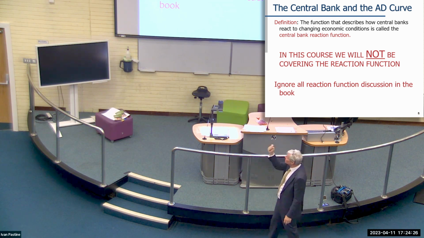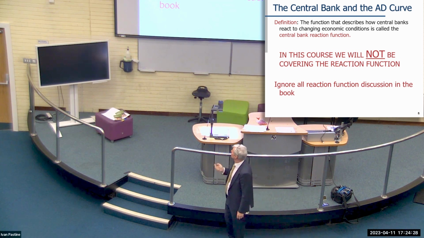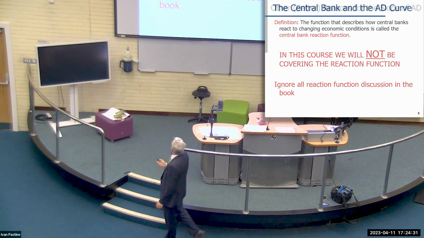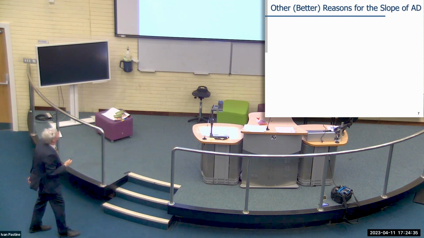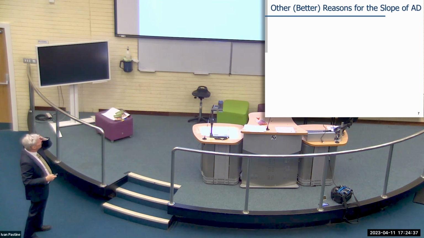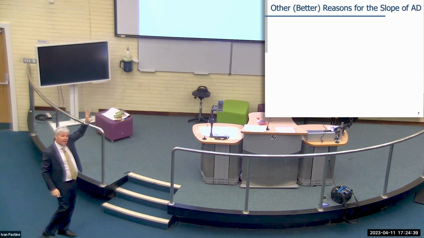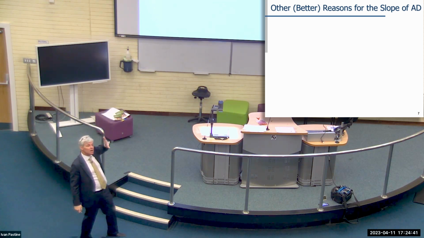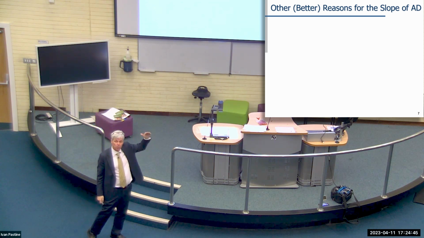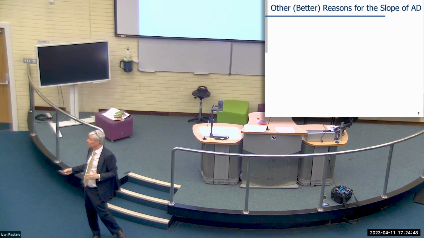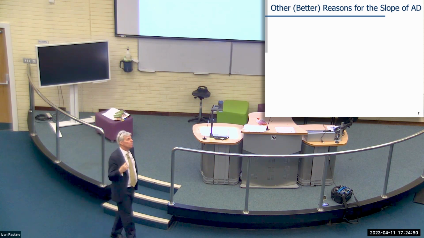But I still need to tell you why the aggregate demand is downward sloping. So I'm going to give you some other reasons. Better reasons, honestly better reasons. And I'm going to give you a bunch of them. Any one of these reasons is enough reason for aggregate demand to be downward sloping in this way. That is, lower inflation means we buy more stuff.